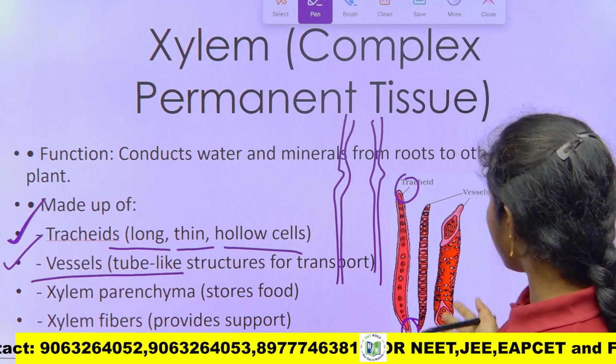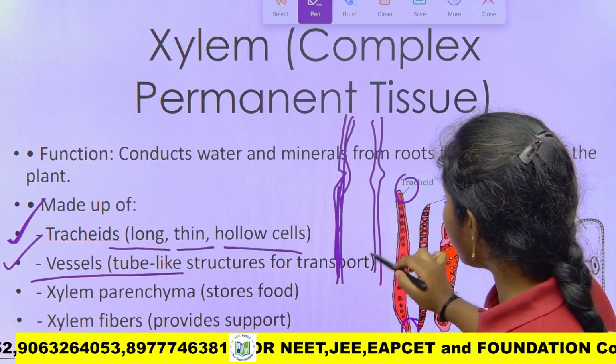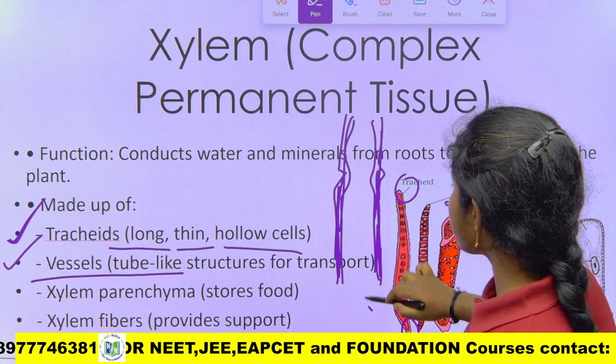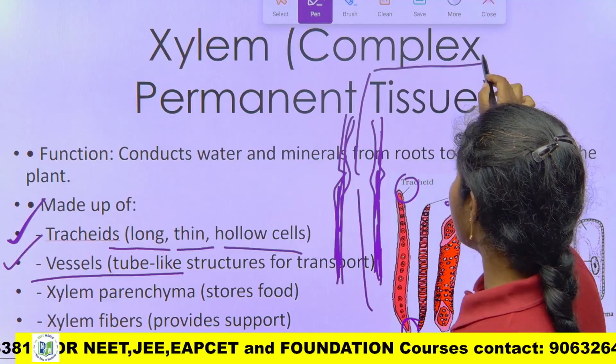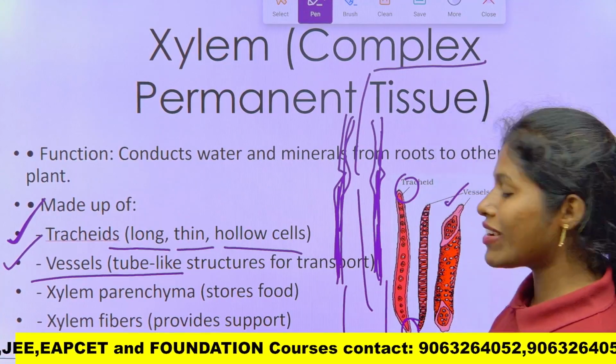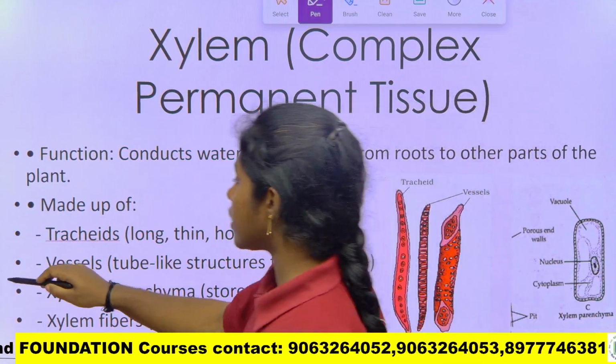Coming to the vessels, the walls are made up of lignin, very thick, right? The transport of water happens easily because they are connecting tubes. So the vessels are connecting tubes. That is why they are big pipes. Vessels are big pipes.